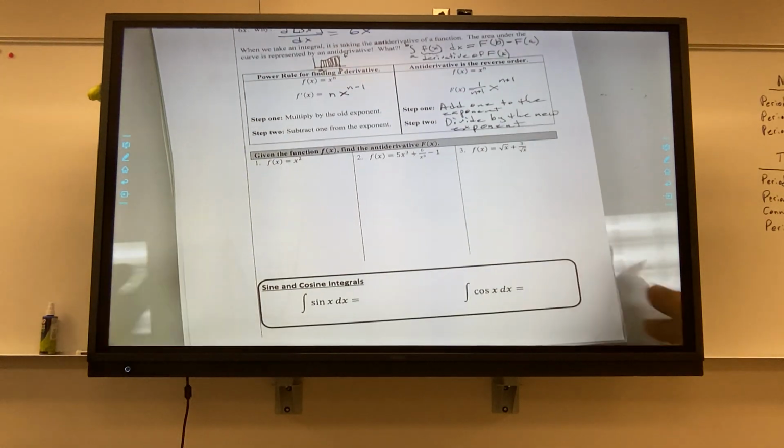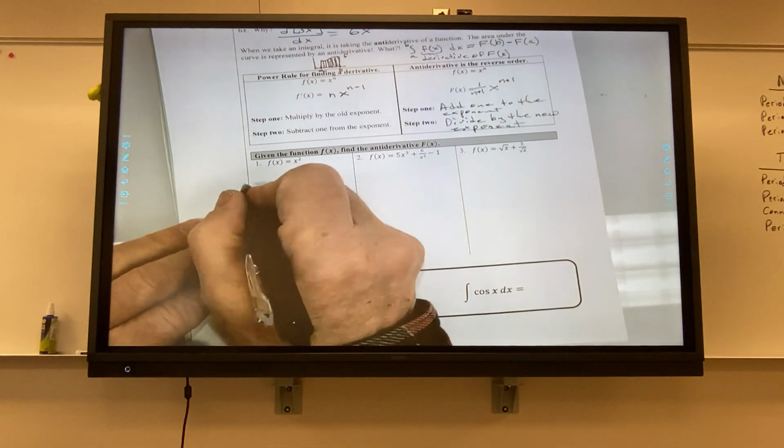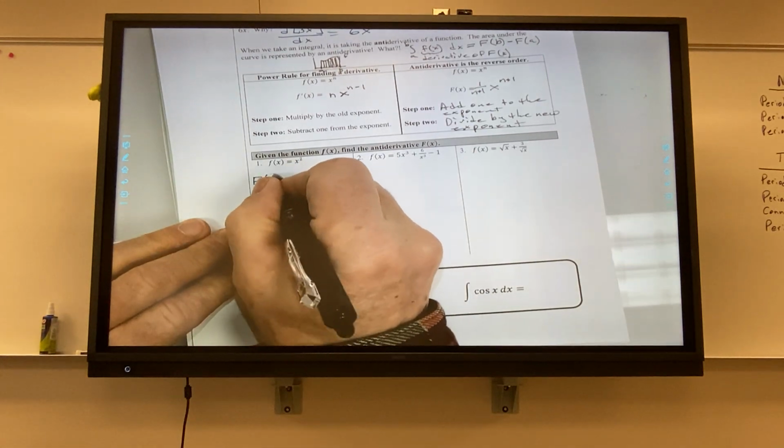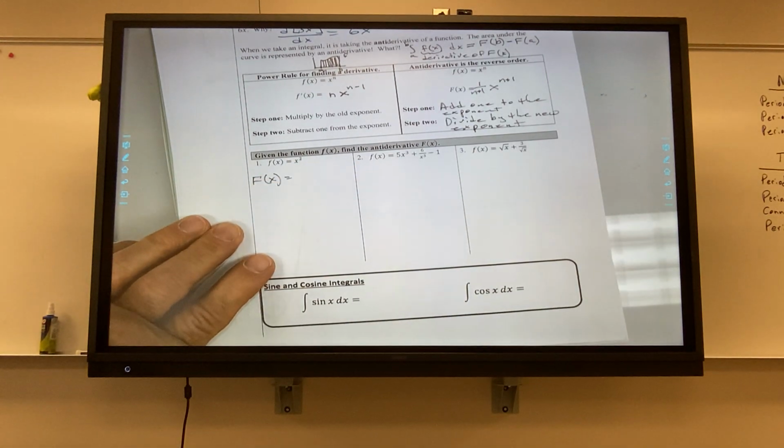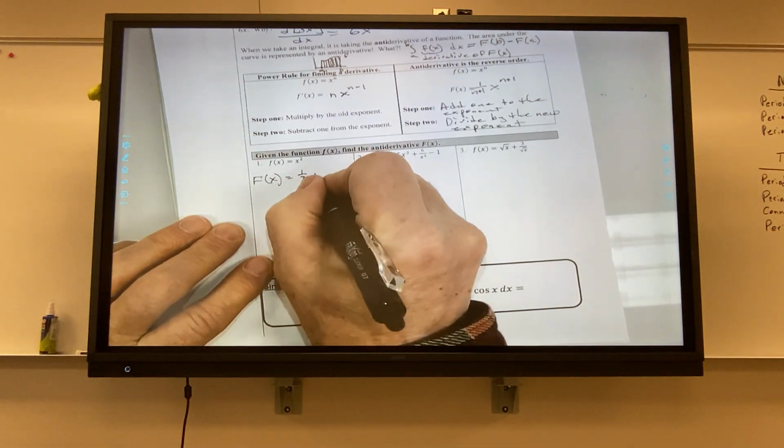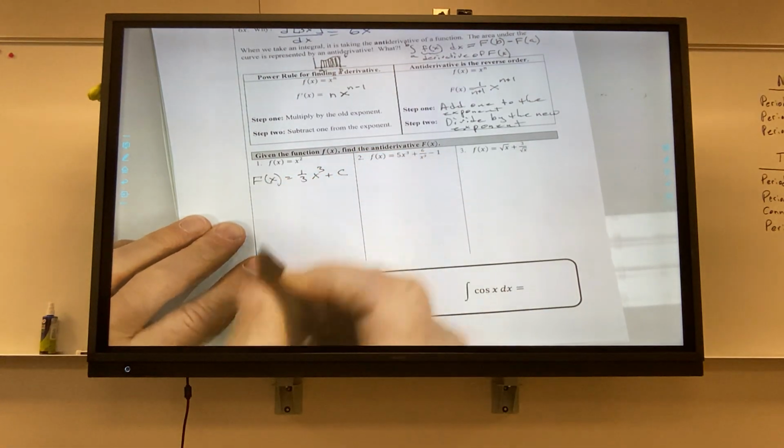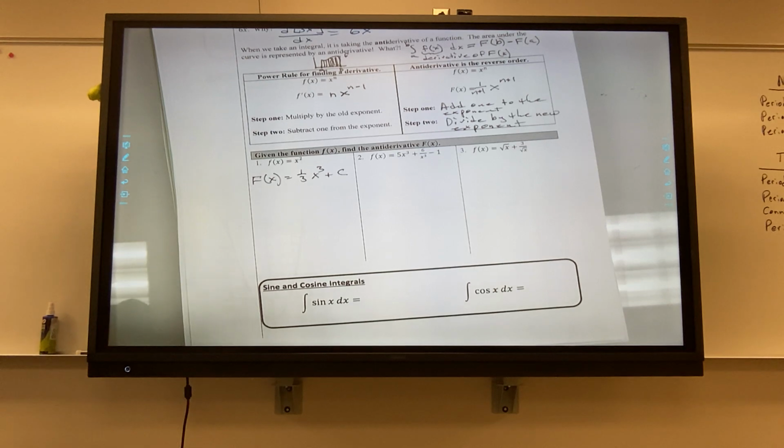Alrighty, Matt, you got 3 in a row to do here. F of x, 1/3 x to the third plus c. Plus c. And that c is that arbitrary constant, because anytime you take the derivative, it becomes 0. So we know there's one there, we just don't know what it is, right?